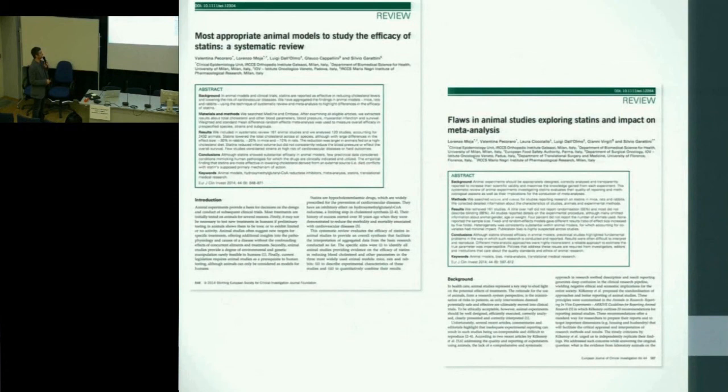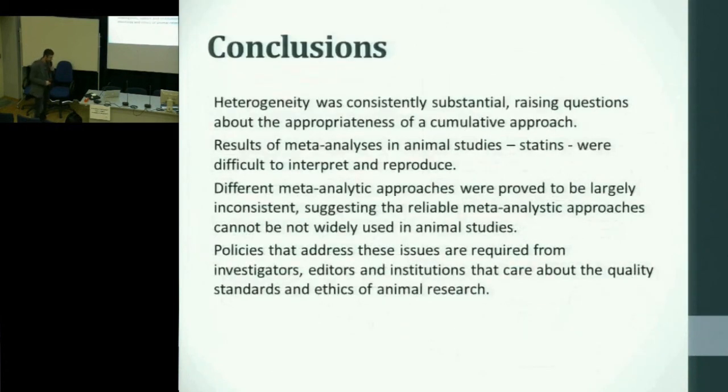Okay, these are the two papers that we covered this morning, and as you see, the heterogeneity is usually very high. The results of the meta-analysis in animal studies for statins were difficult to interpret. So it means that meta-analysis for animal studies may also not be an easy approach. A different meta-analytic approach, which is a bit more technical, gave us a very different effect size for reduction of total cholesterol. So it was kind of complex to decide which one was the true effect. Policies that address these issues are required.